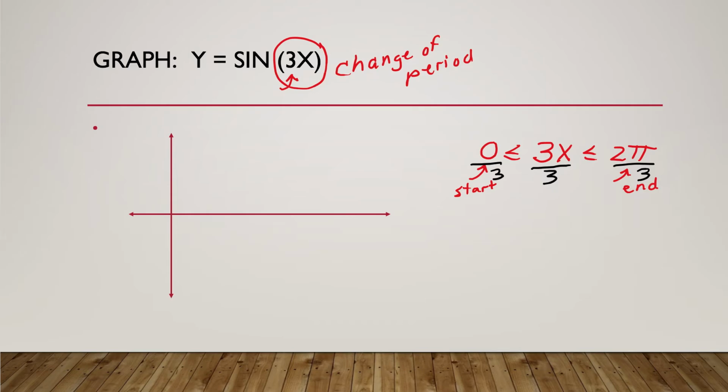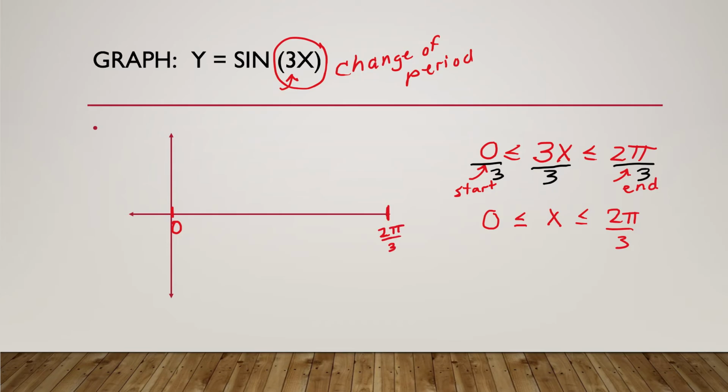All right, so let's look at what we've got. 0 over 3 is still 0. 3x over 3, the 3's cancel, leaving me just an x. And then I have a 2 pi over 3. So what I now have is a new starting point and a new ending point. On my graph, I'm going to go ahead and mark off the 0 as my new starting point, and I'm going to mark off 2 pi over 3 as my new ending point.